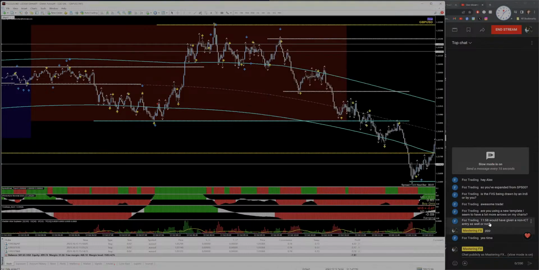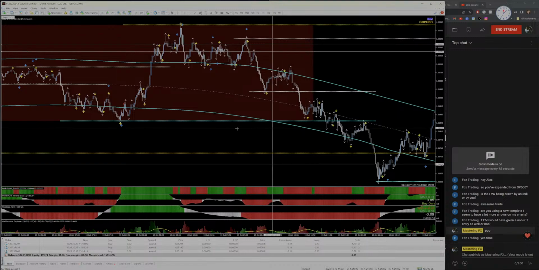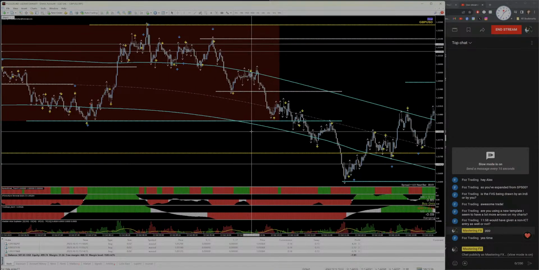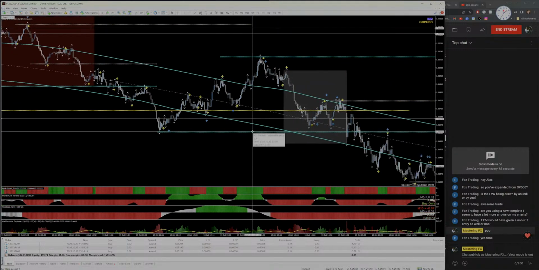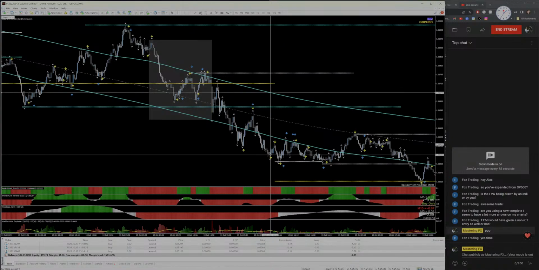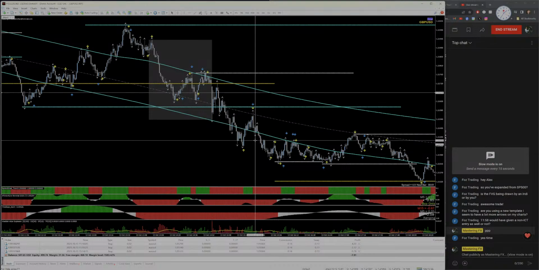Oh, non-ICT entry 1158. Okay, do you mean chart time or do you mean EST? So 1158 would have been right around here somewhere, because this is 10 to 11, and then it would be somewhere around here. I'm not sure.